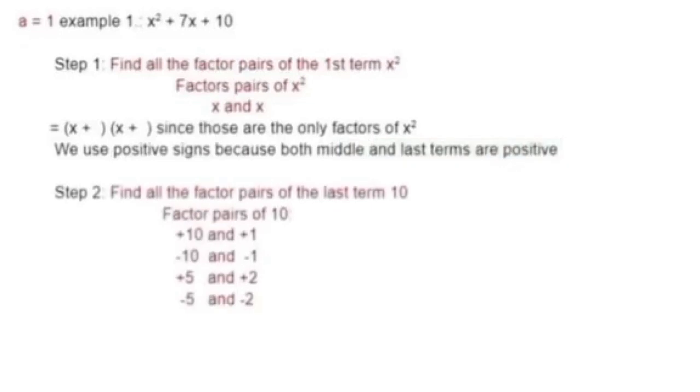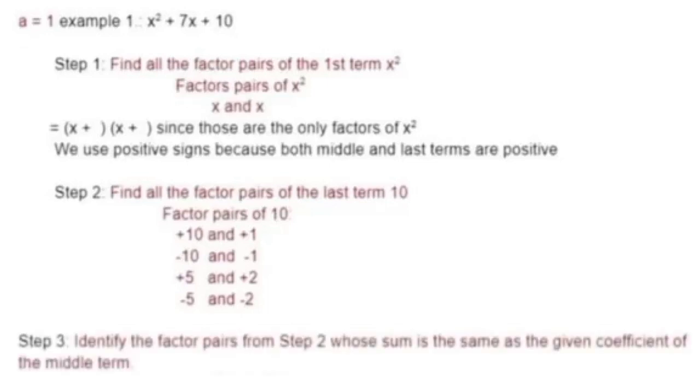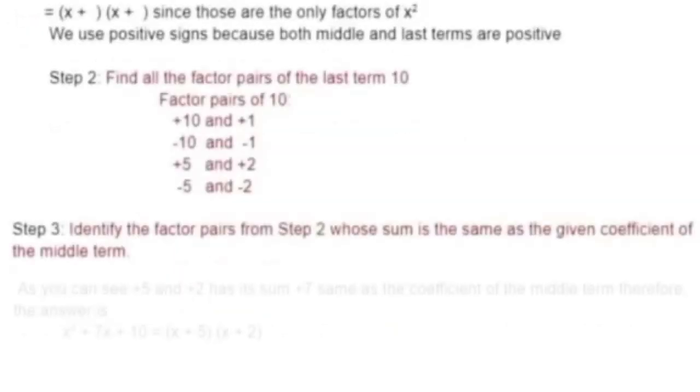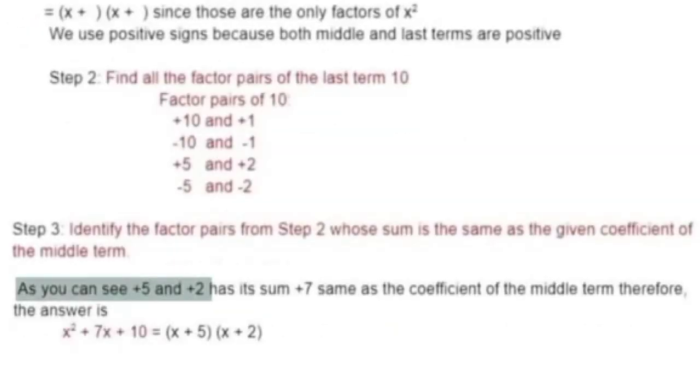Step 2. Step 3. As you can see, plus 5 and plus 2 has its sum of plus 7, same as the coefficient of the middle term. Therefore, the answer is the quantity x plus 5 and the quantity x plus 2.